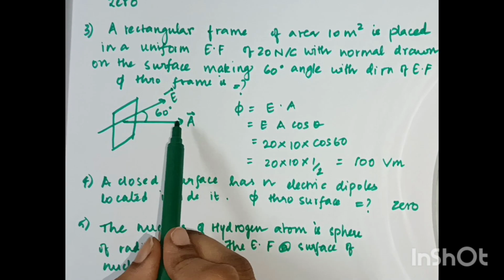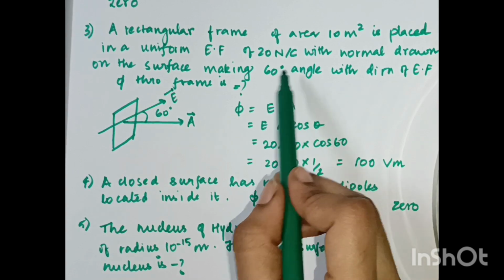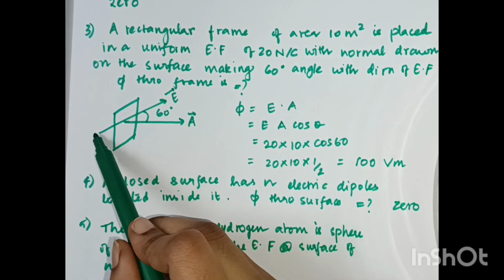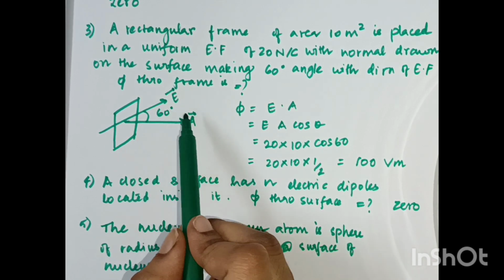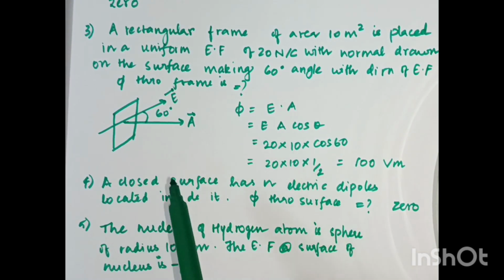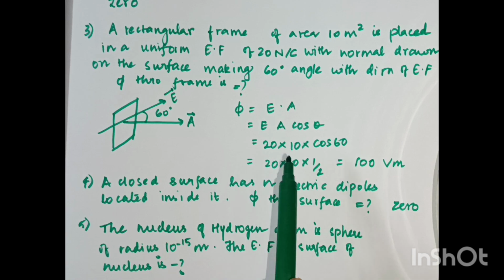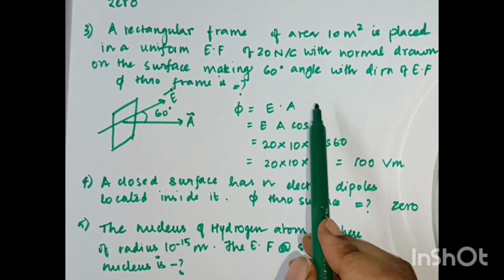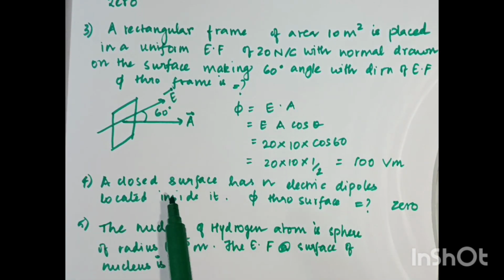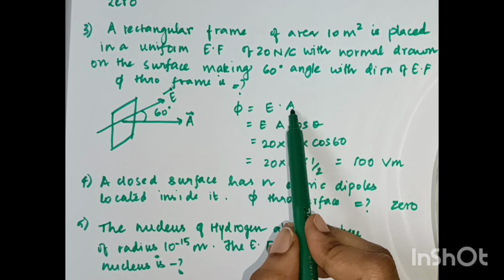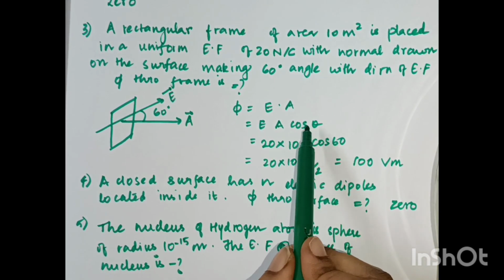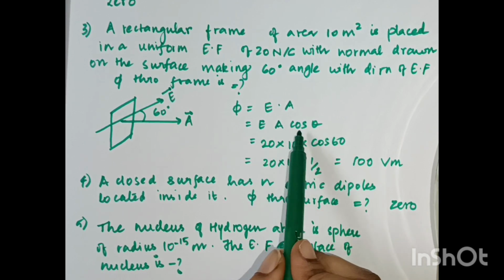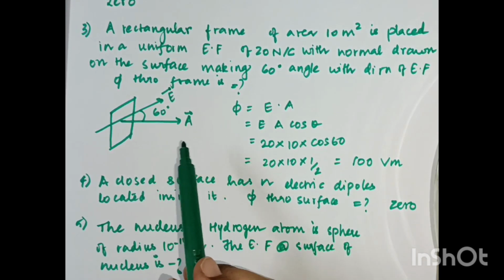That area vector is making an angle of 60 degrees with the direction of the electric field. So if this is the electric field and this is the vector area, then the angle between these two is 60 degrees. That is what is given in the question, and flux is asked. So phi equals E dot A, that is nothing but EA cos theta. What is theta? It is the angle between the electric field and the area vector.